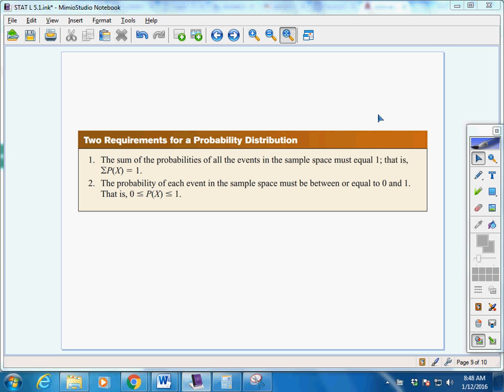Remember, we can't have a probability less than 0, and we can't have a probability greater than 1. And this is when it's in decimal form. Obviously, if we're talking about percentages, it'd be 0 to 100%. So, two requirements. The probabilities have to add up to 1, and all the probabilities within the distribution have to fall between or equal to 0 and 1.